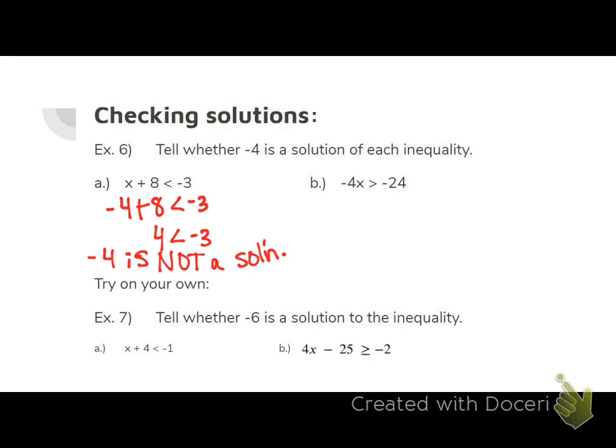So let's move on to letter B. Again, we're going to plug in the -4 for x. Why did I put parentheses around it? To show that I have to multiply. So when we simplify this, what can we simplify?